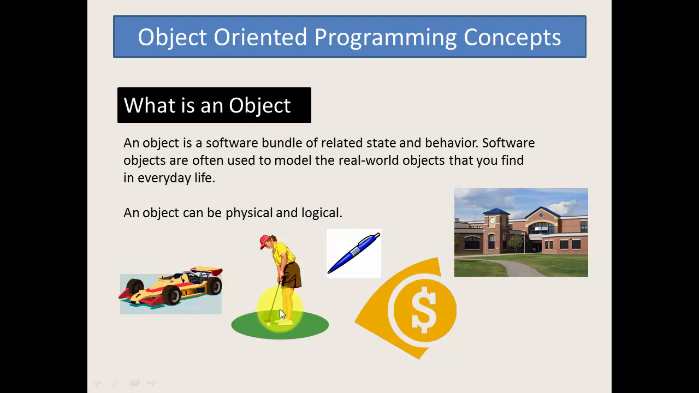So this is a golf player lady. If you define the object, you can define various states, such as the height, gender, weight, and other attributes. For behaviors, you can define the golf player can kick the ball, or the golf player can move.